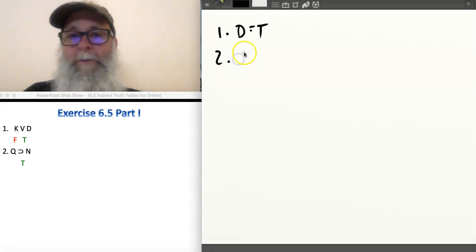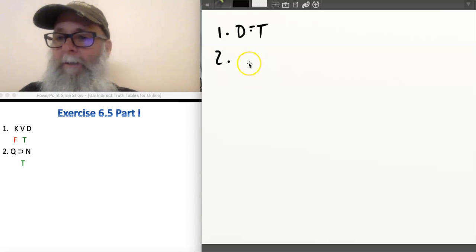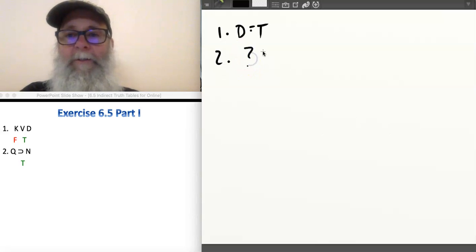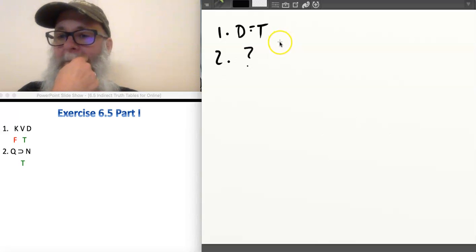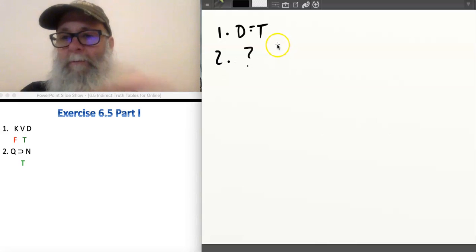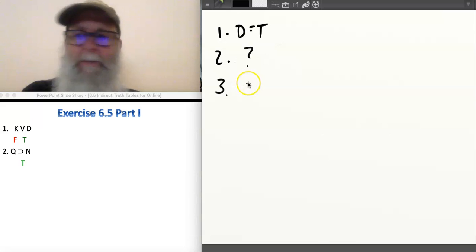Now for number 2, we're looking for unknown. So if the horseshoe is true, we don't know anything about Q or N. They could both be true, or one could be true and one could be false. There are 3 different combinations there. So for number 2, there's nothing logically determinable.